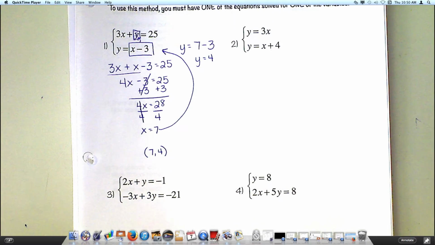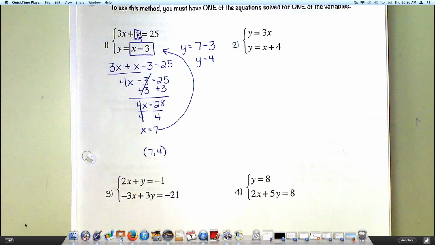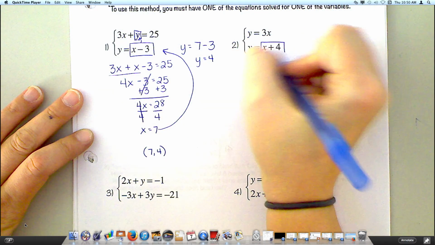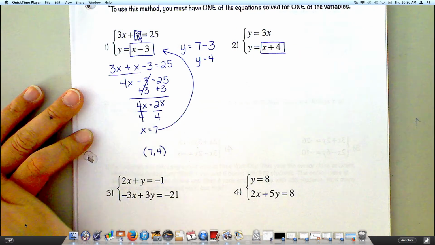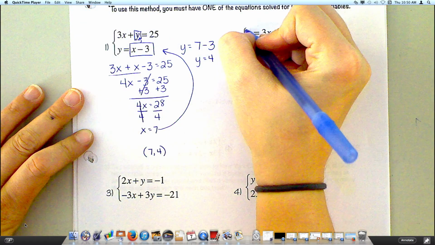Do I have something by itself in the next one? Yeah, I actually have two somethings, right? y is by itself in both equations. That's okay too. You really only need it in one, but it can be in both. So I'm going to take one of them, and I'll just do this one again to stay consistent. I'm going to say, okay, y is the same thing as x plus 4. So I'm going to take that x plus 4 and put it in for y right here.